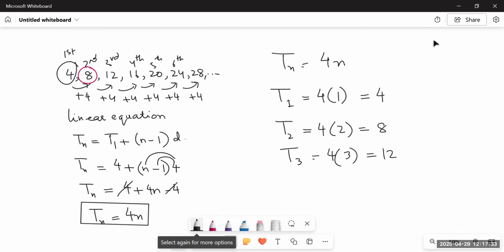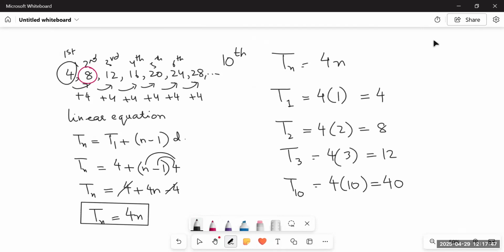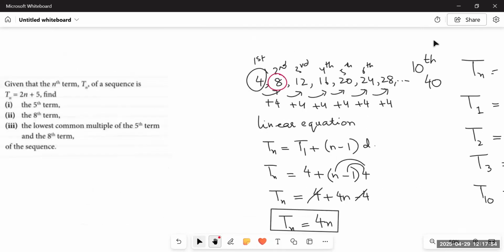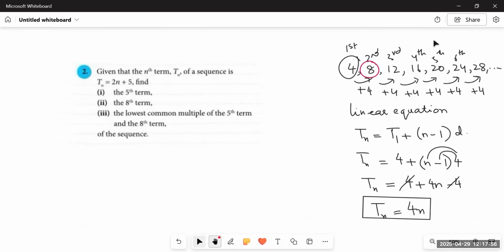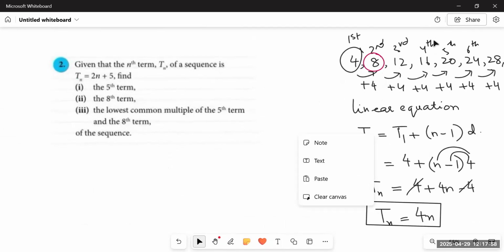So if I want to find out what would be my 10th term, I will write 10 over here. 4 multiplied by 10 is equal to 40. It means in this particular sequence, the 10th term, the term that comes at the 10th position, would be definitely 40. And you can check it as well. Students, now it's on you. You have to check it out. So for any given sequence, we can easily find any nth term.